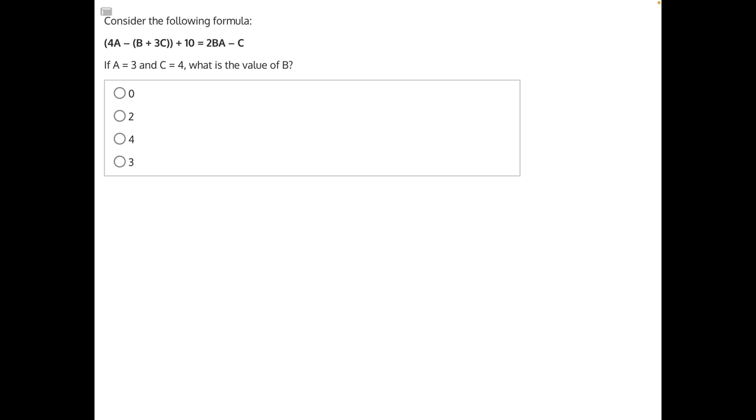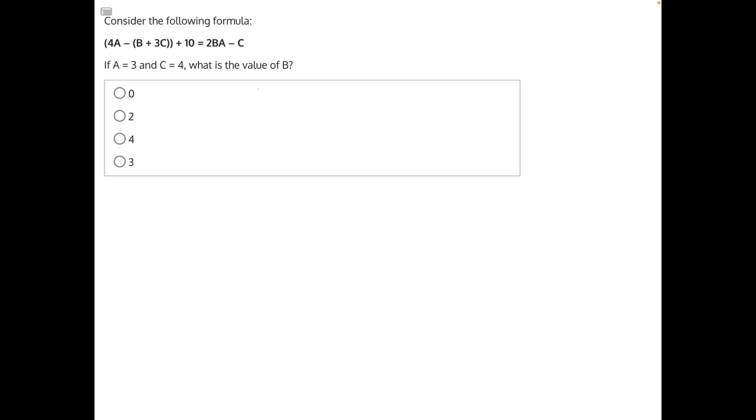Consider the following formula. If A is equal to 3 and C is equal to 4, what is the value of B? To solve this question, we need to substitute in our two known variables, A and C, and then use opposite operations to isolate our variable B and solve for its value. Let's start by making those substitutions.